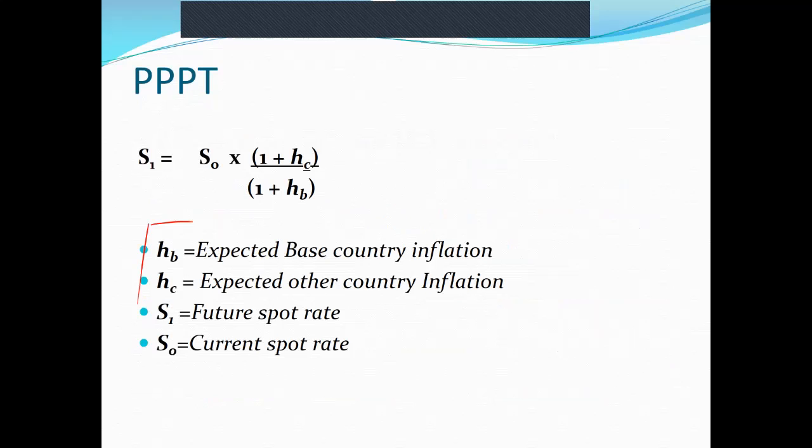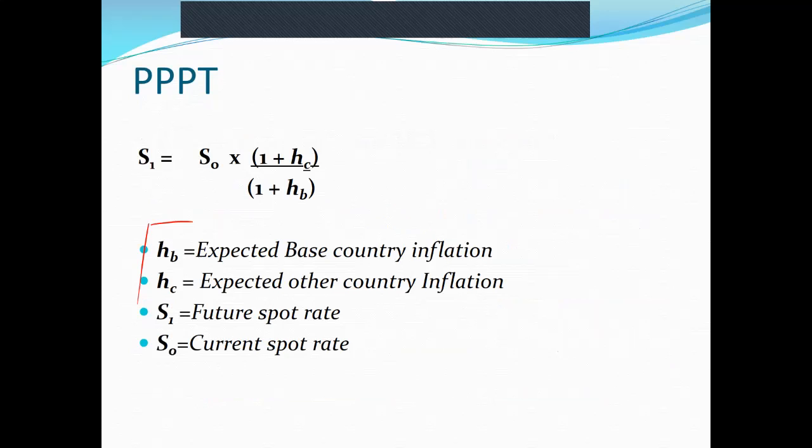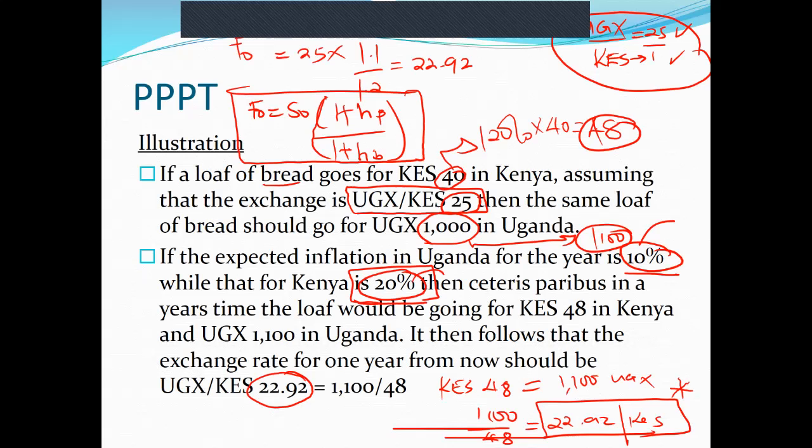Actually, I ought to have used S1 in the equation, not F naught, because F applies to the forward rate. So take note of that. In my equation here, this is not meant to be F naught, it should be S1, because F naught applies to the forward rate. So let me rub this off. It is meant to be S1, the spot rate in future.